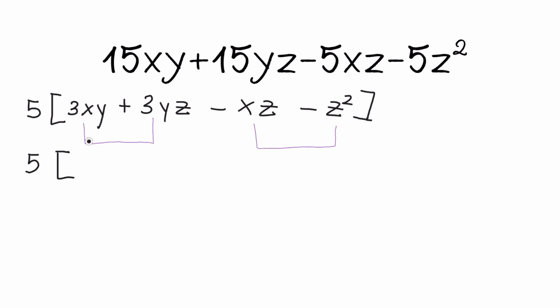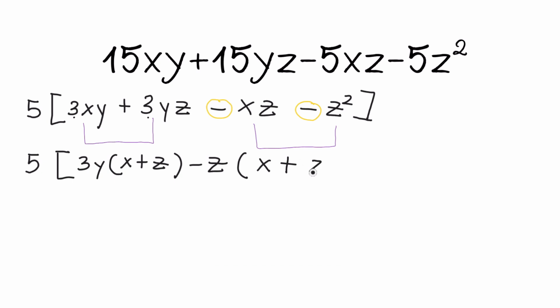Now, having them grouped, we look for common factors, which for the first pair is 3 and y, and then we divide each term, leaving us with 3y(x plus z). Here are two negatives, so you have to be careful. The common factor is z, and we divide each term, leaving us with z, negative z, (x plus z).